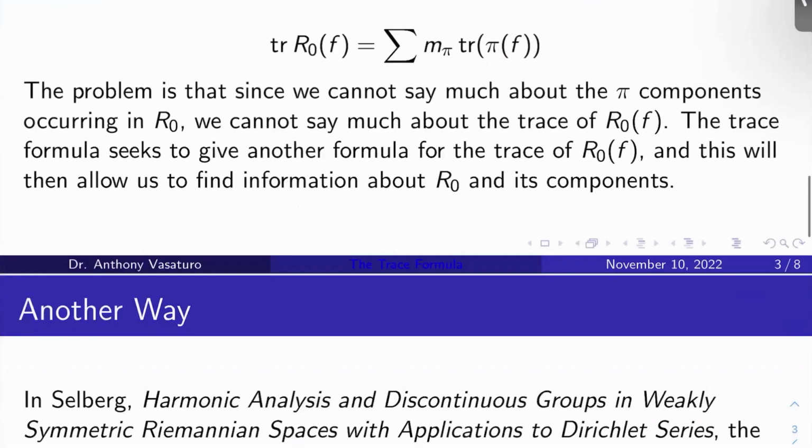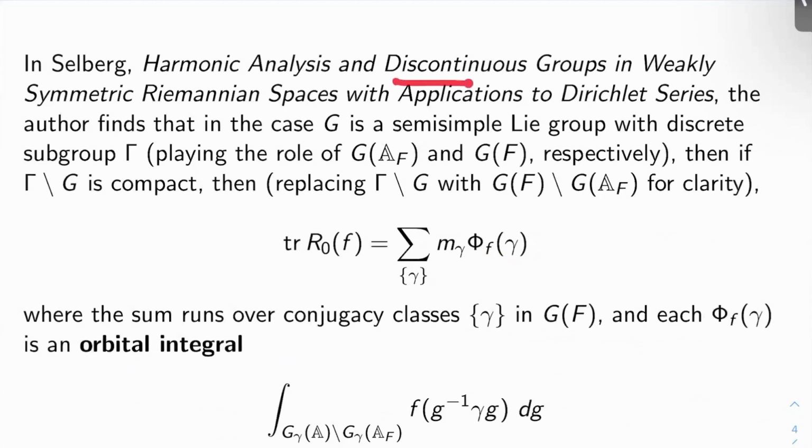Okay. So in Selberg's "Harmonic analysis and discontinuous groups in weakly symmetric Riemannian spaces with applications to Dirichlet series", that's quite a long title there, the author finds that in the case G is a semisimple Lie group with discrete subgroup gamma, and you should think, what are those applied to our specific situation? Those will play the role of G of the adeles of F and G of F respectively. Then if the orbit space gamma slash G is compact, then if we replace gamma slash G with G(F) slash G(A_F) for clarity and specificity, the author finds the following. Trace of R0 of f is also given by the following formula. Sum over brackets gamma, M sub gamma, phi sub f of gamma.